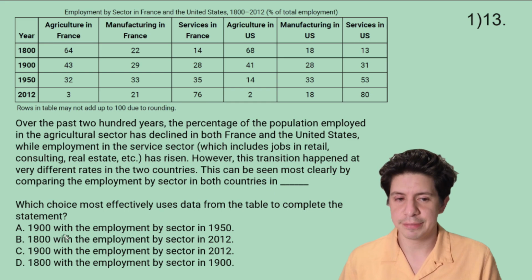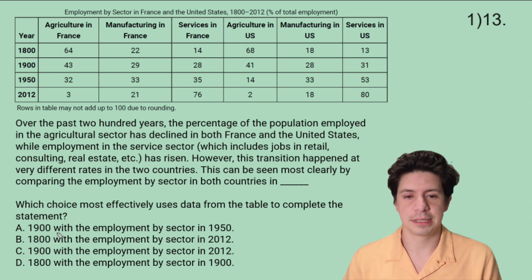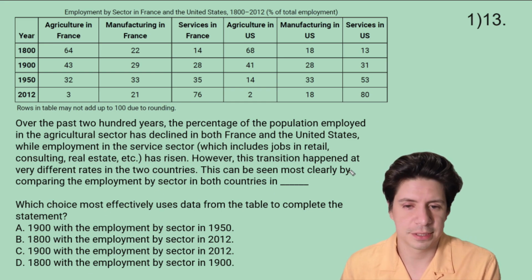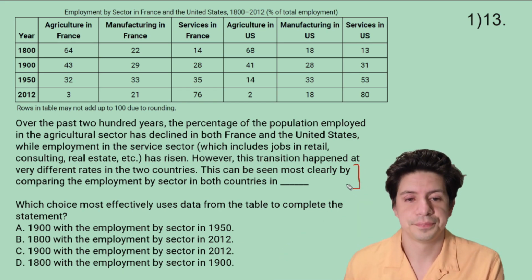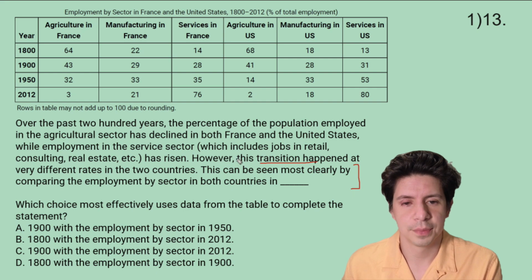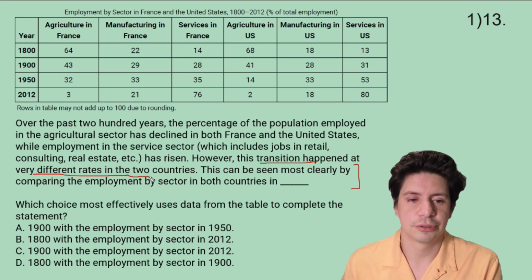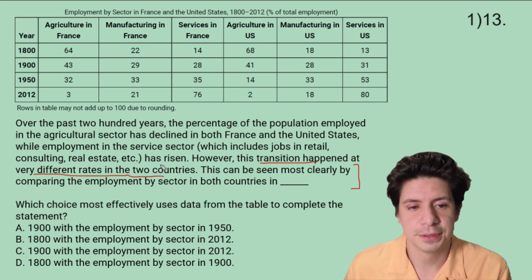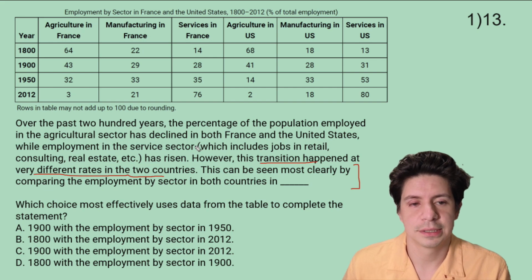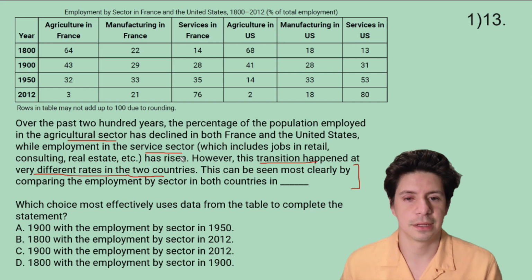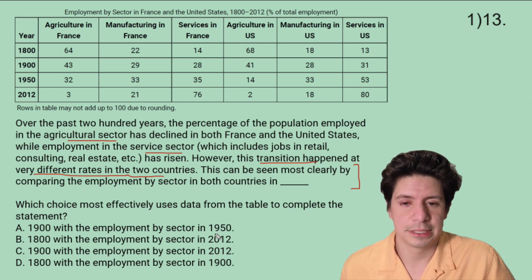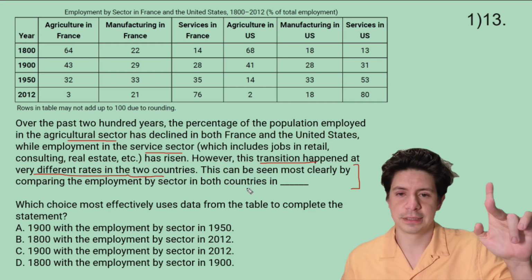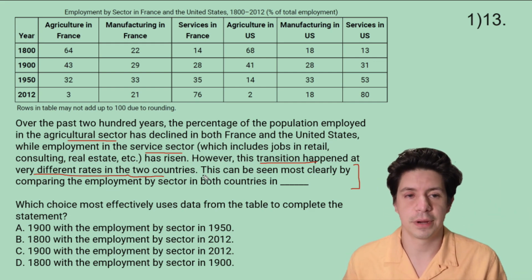Okay, so here the statements don't actually fit. It's just about looking at the data. And what is the statement that we're trying to support? It is that the transition happened at different rates in the two countries, and that transition was that agriculture has declined while the service sector has increased. So for 1900 with the employment by sector in 1950, we want to see the differences in France and the US, because it says it happened at different rates.